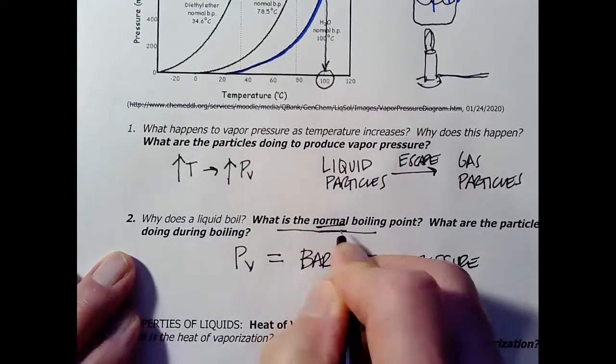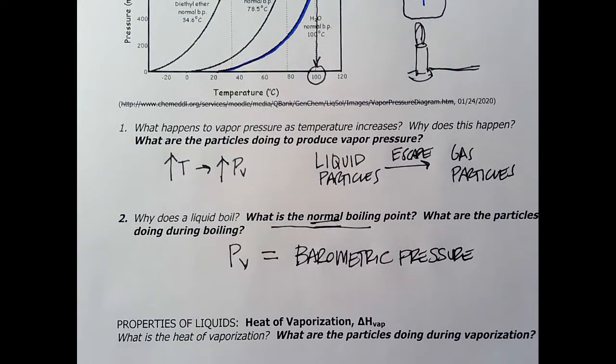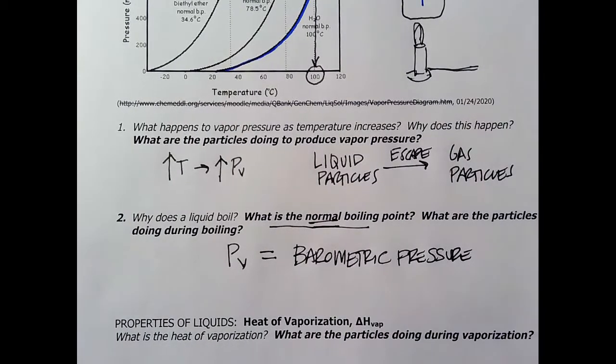Now we say normal boiling point. That means at 1 atm. Normal just means 1 atm. At sea level, that's about what the barometric pressure is.